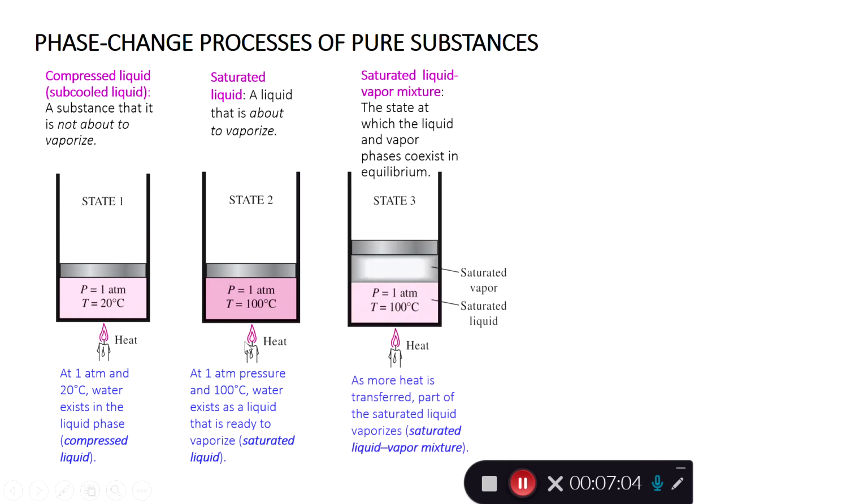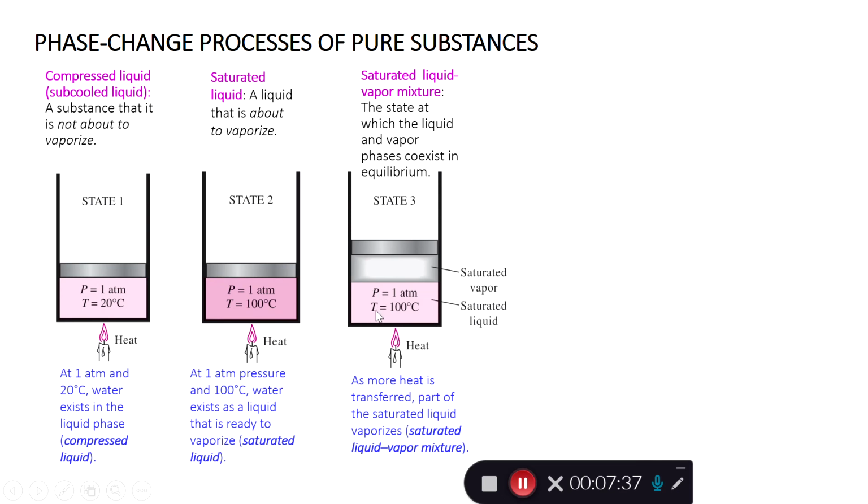So let's continue this process. This is when steam starts to form, or vapor. This is called a saturated liquid vapor mixture, the state at which the liquid and vapor phases coexist in equilibrium. Now, one important thing to note is that of course the pressure remains the same because you can see that the volume has expanded. Because the steam is taking up so much space, the volume expands. That's why the pressure remains constant.